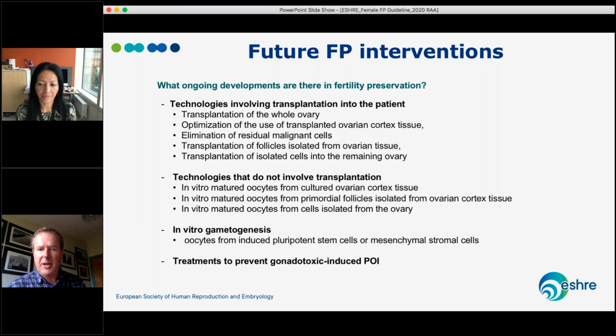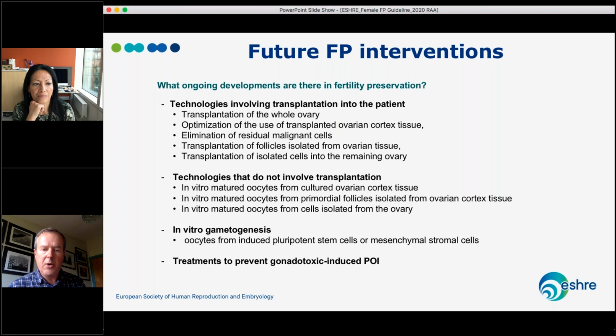They can be roughly divided into those that involve transplantation back into the patient, optimizing the use of ovarian tissue, making it safer by eliminating malignant cells, perhaps isolating follicles from that for replacement in the patient. Other techniques don't involve transplantation; these are lab developments of oocytes from tissue, from isolated follicles, or even, more futuristically, from pluripotent stem cells or mesenchymal stem cells.